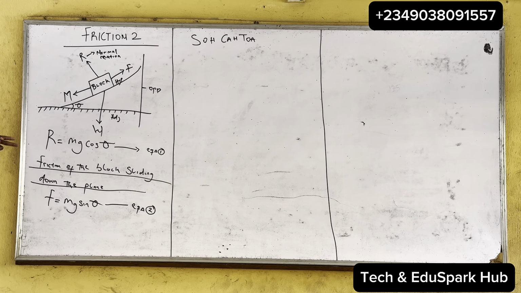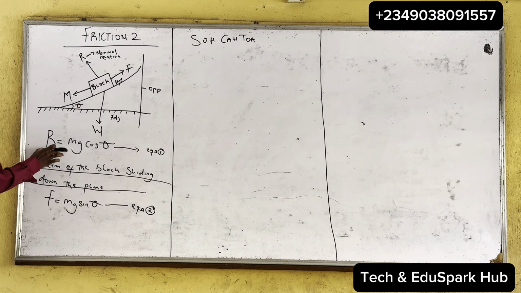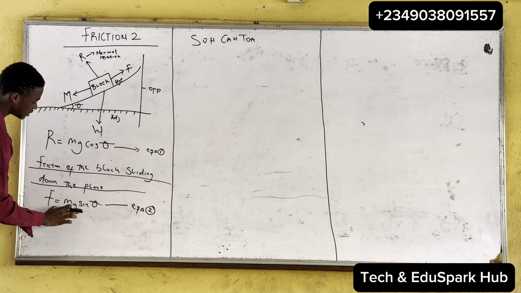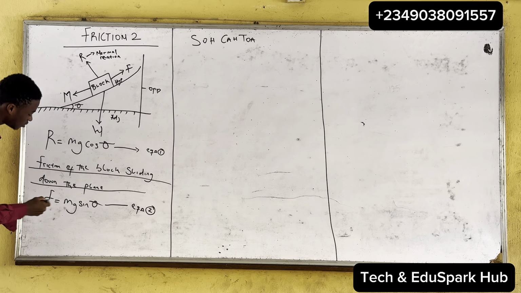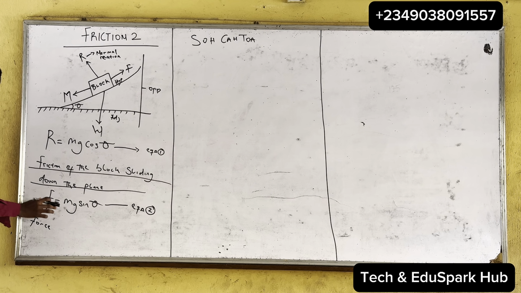These are the parts of the formula that we'll be using to calculate the frictional force of an inclined plane. So let's look at the other formulas that we have. Now that we have gotten the formula for our normal reaction, which is given as mg cos theta, and the formula for the force of the block sliding down the plane, which is given as mg sin theta, this is just the force of the block sliding down the plane.